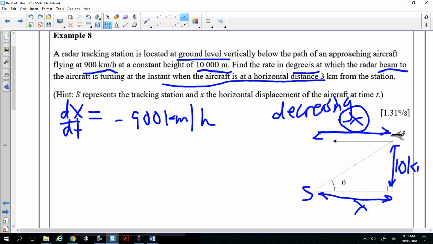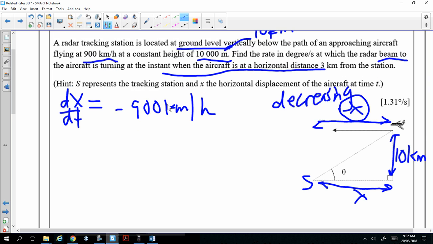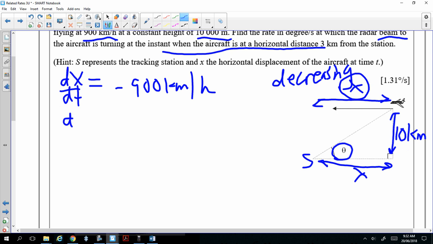What else is there? We have to find dθ/dt. dx/dt is given. We have to find at what rate the angle changes, dθ/dt. So the question is how to find x in terms of theta, or theta in terms of x. We have to look at the geometry of the shape, in this case a triangle, so we use trigonometry. What equation can we write? We can use tan: opposite over adjacent, 10 over x, equal to tan theta. Now we've got an equation that connects x with theta.